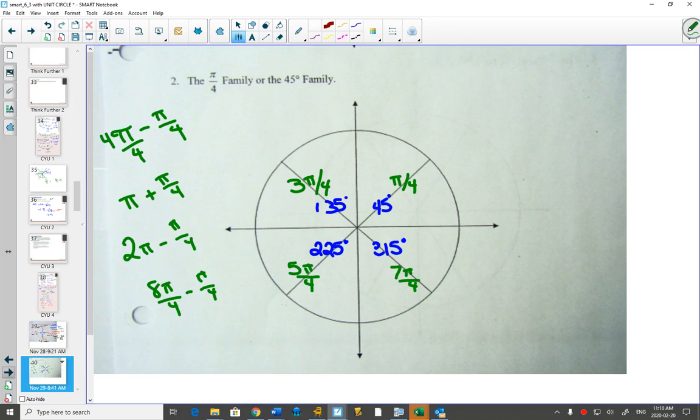Couple of things to notice. I figured out all of those angles using my reference angle and which quadrant it's in. Can you see that pi over 4, or 45 degrees, splits this equally into 4 sections? This would be 1 pi over 4. The top would be 2 pi over 4. Do you agree this would be 3 pi over 4? 4 pi over 4, 5 pi over 4, 6, 7 pi over 4. So you could just count them. Makes sense as well to figure them out.